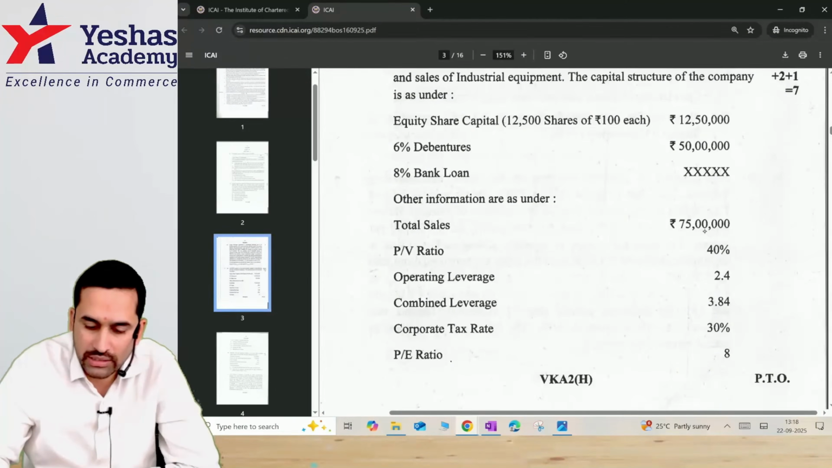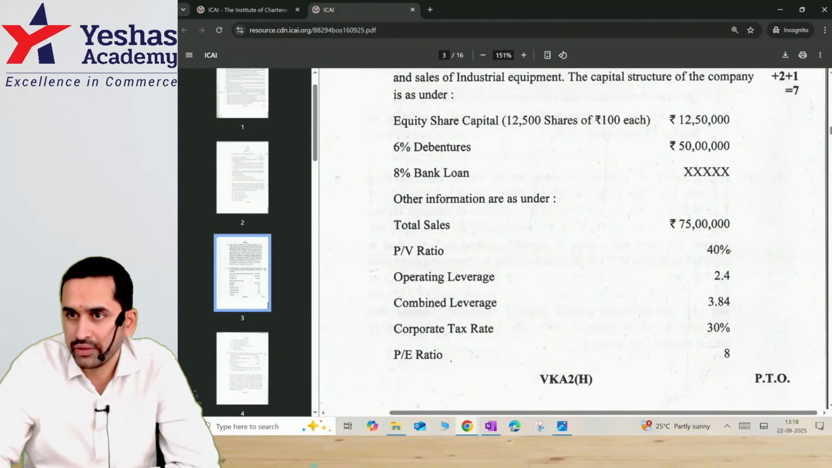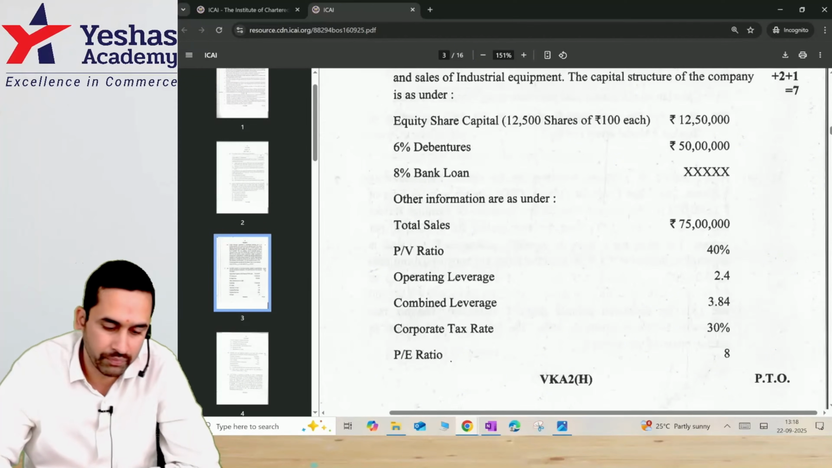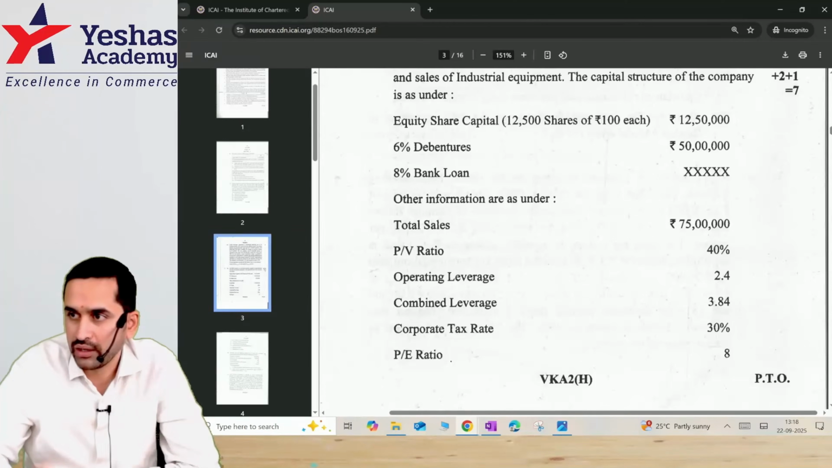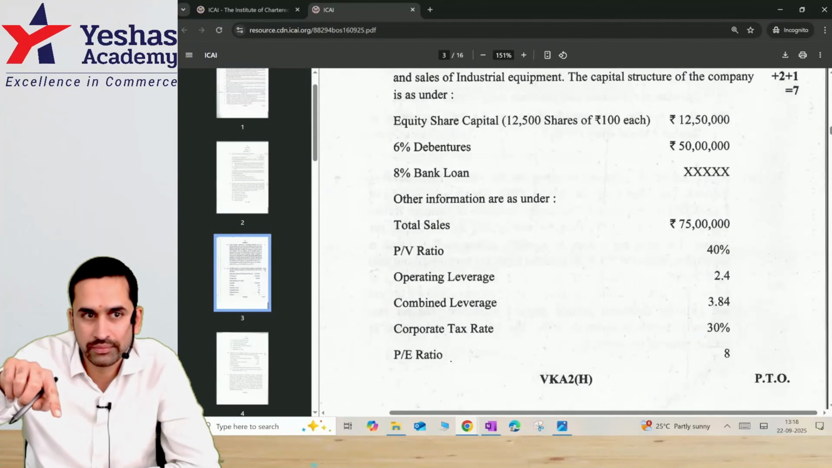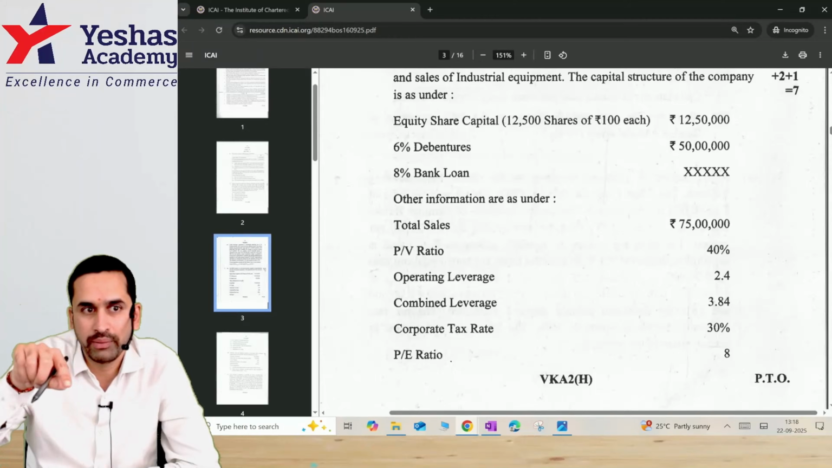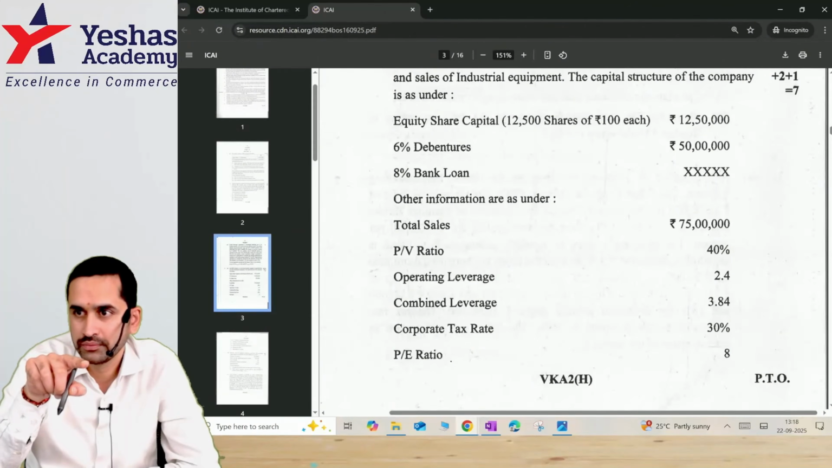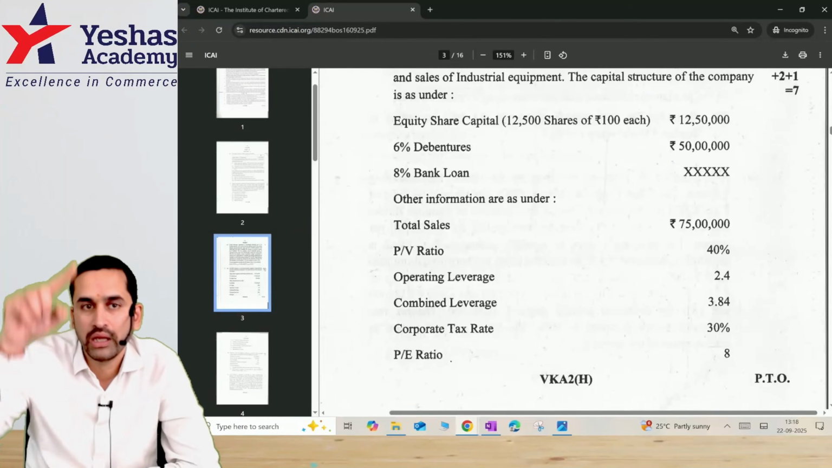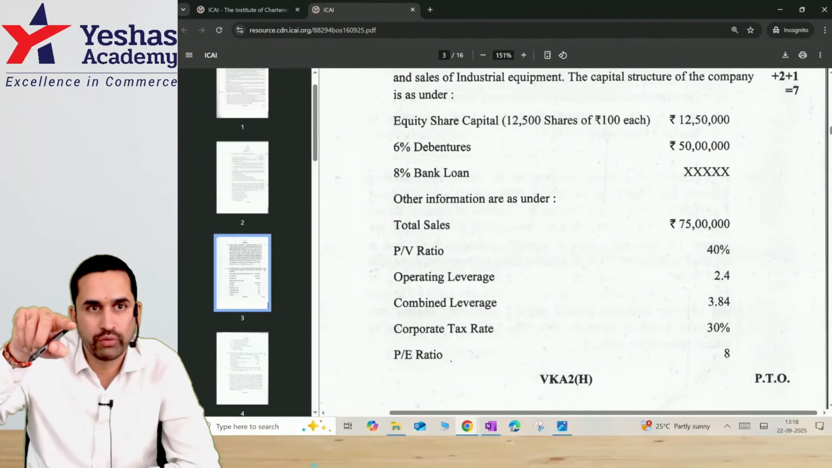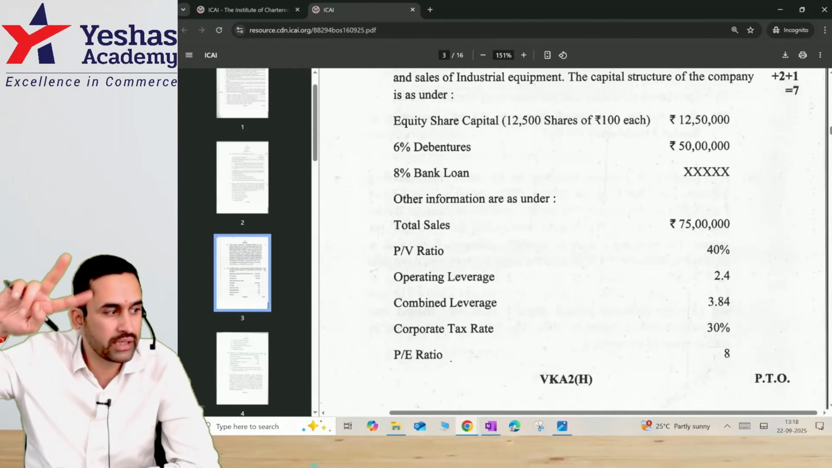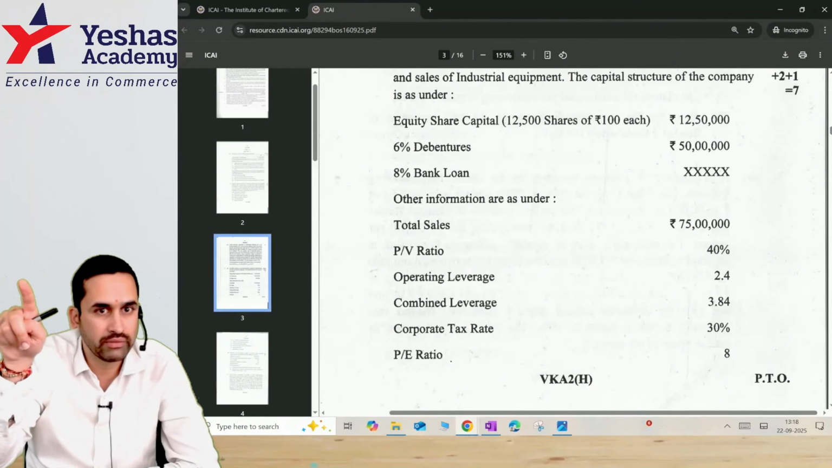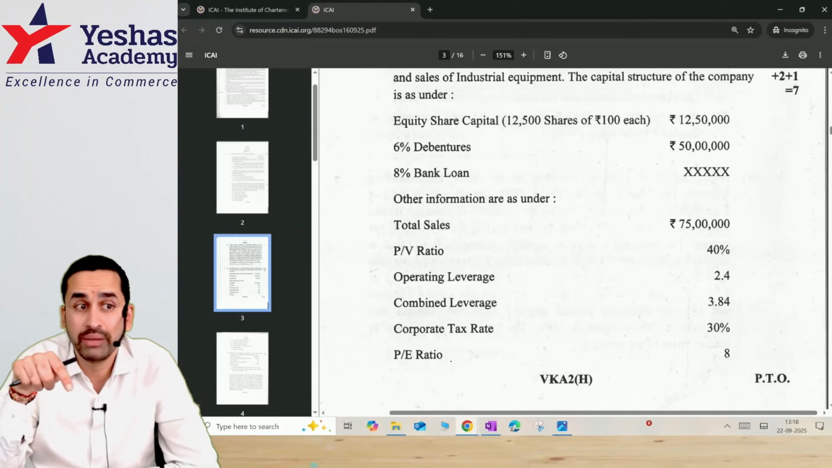Other information. Sales given. Now, when you have sales and PV ratio, sales into PV ratio will be directly contribution. DOL is given, DCL is given. Now if you have DOL, contribution to EBIT. Now if you have contribution in EBIT, missing number is fixed cost. Able to follow? Sales was there, using PV ratio we came to contribution. Between sales and contribution, missing number is variable cost. That means we came till EBIT.